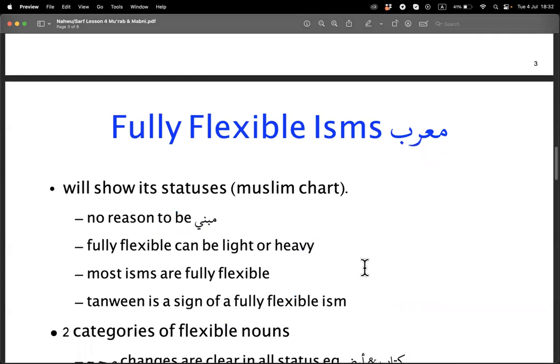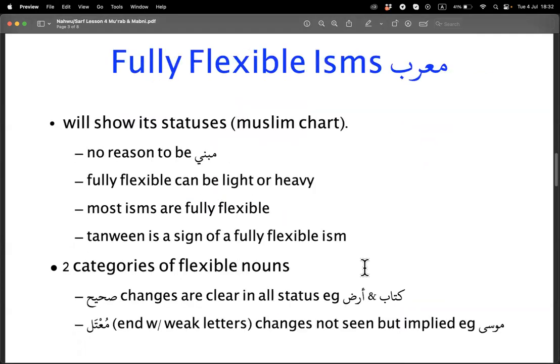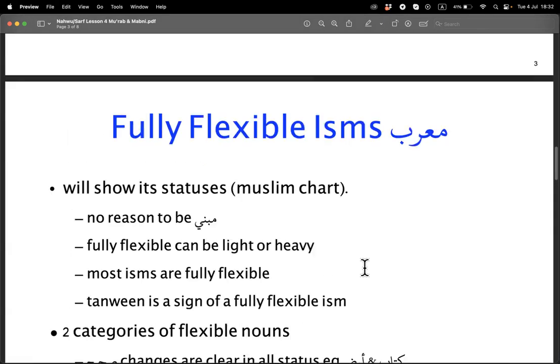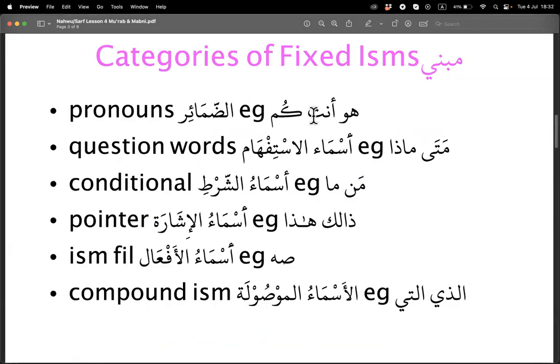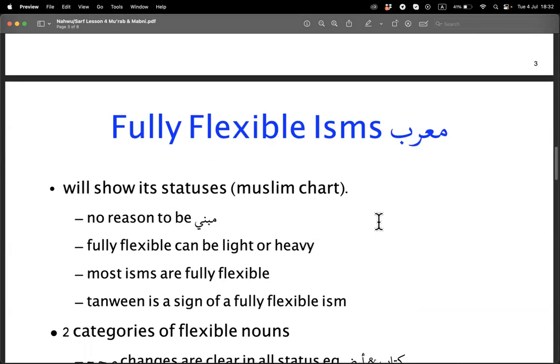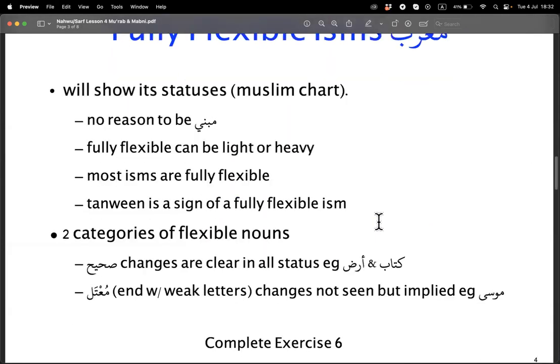If they are mu'rab, then they will be fully flexible. We talk about that as in the Muslim chart. It can be light, can be heavy. This one, they cannot be light, they cannot be heavy. They only stay like that. The mabni will only stay like that. The mu'rab can be light or heavy.